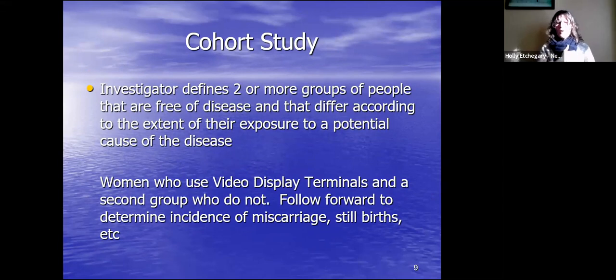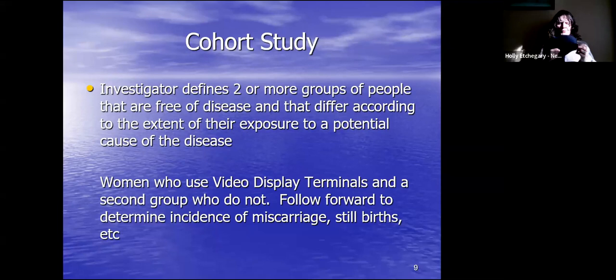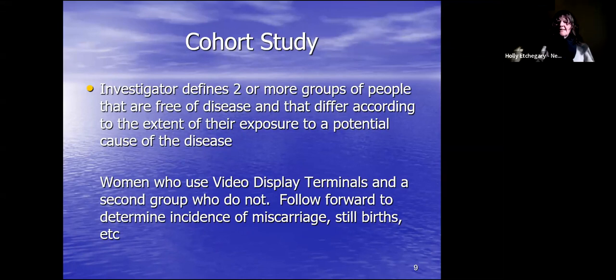So here's an example: women who use video display terminals and a second group who do not. You follow them forward in time to determine the incidence of negative pregnancy outcomes, such as stillbirths or miscarriages, etc. So you see how here are people who don't have a condition or a disease, but they do have a different exposure. So one group uses these video display terminals, and one group does not.